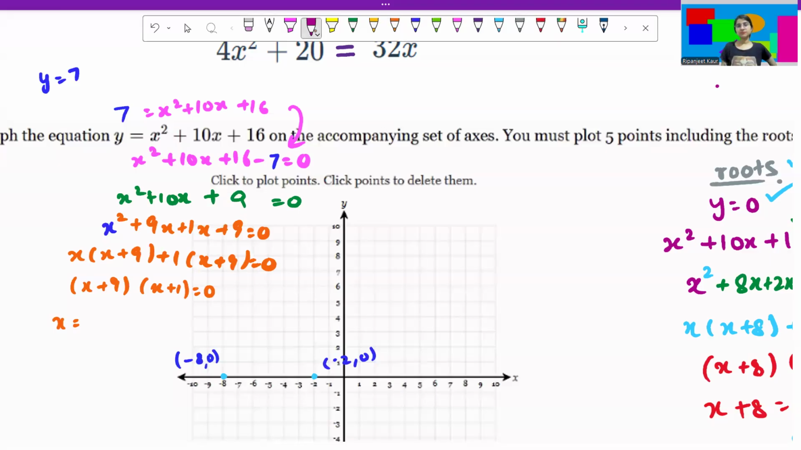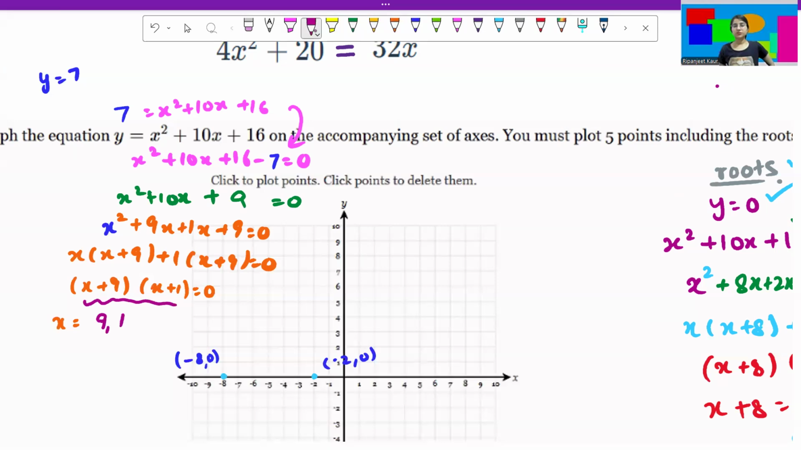9 and 1. 9 and 1? Yes. Check once more. It's not 9 and 1. 9 and 1. 9 times 1 is 9 and 9 plus 1 is 10.